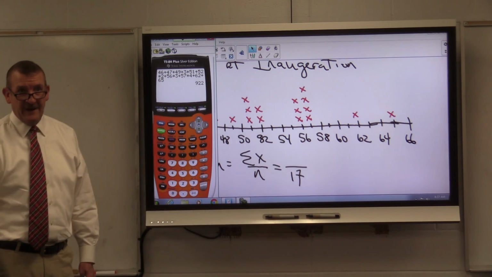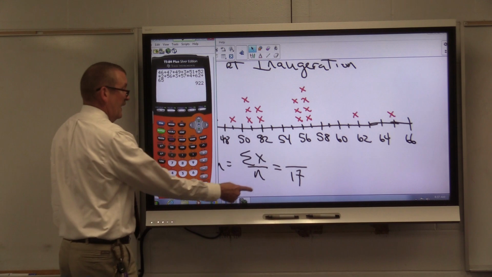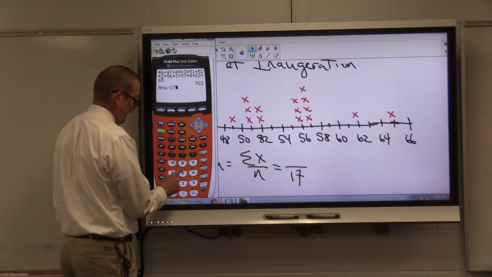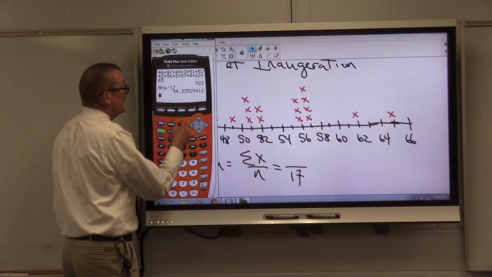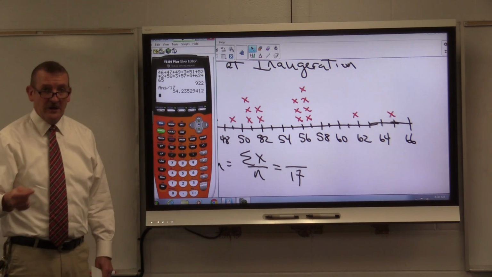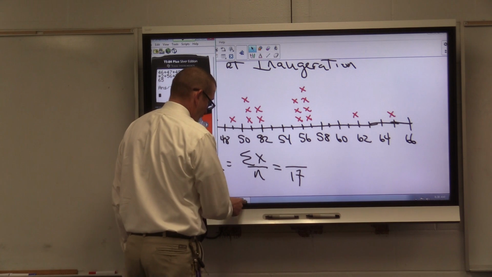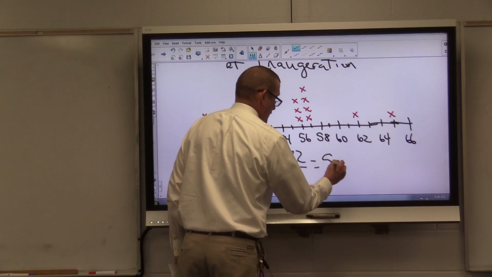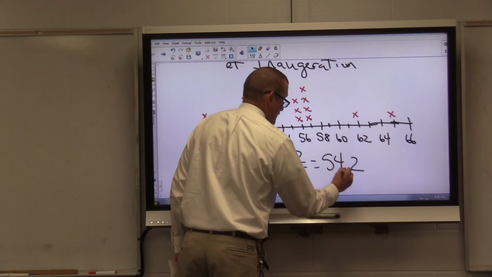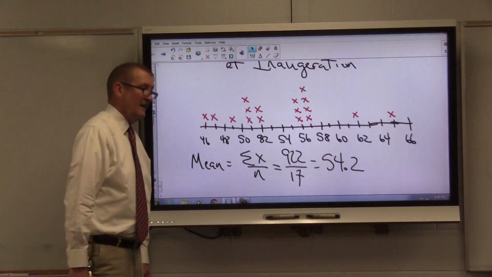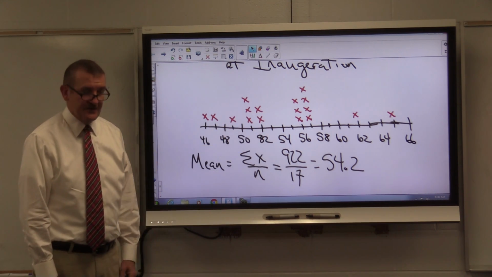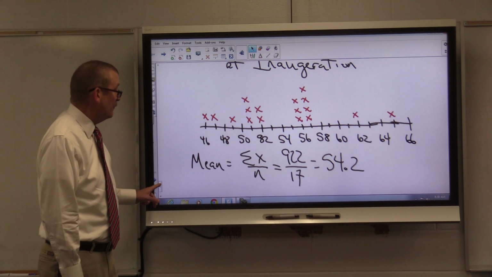I get a total of 922. And I'm going to take 922 and divide that by 17, my total number of entries. I get 54.2. So the mean age at inauguration for this data set for the presidents was 54.2.